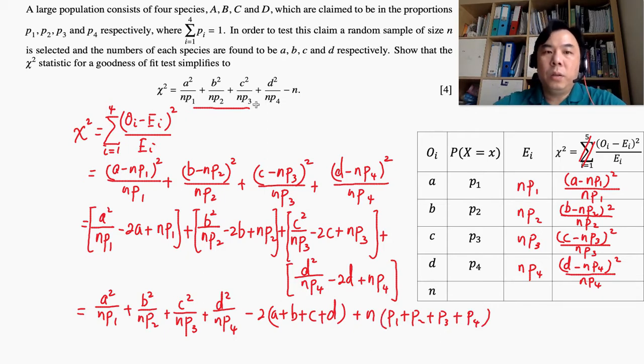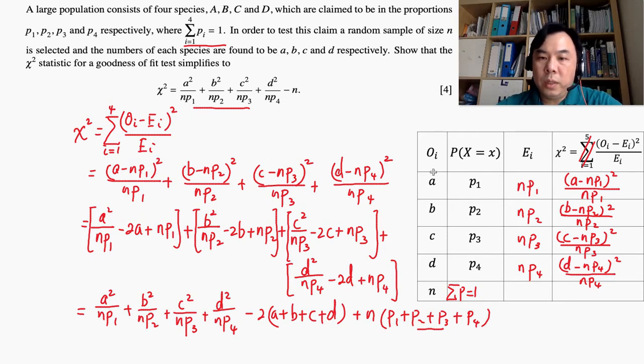Okay. Now don't forget it is given that the sum of these proportions is actually equal to 1. So I just simply write it down here. The sum of the proportions is actually equal to 1. Therefore, it means this is equal to 1.